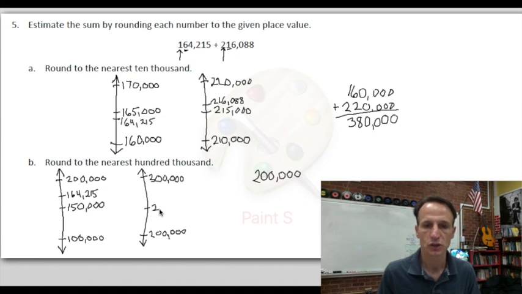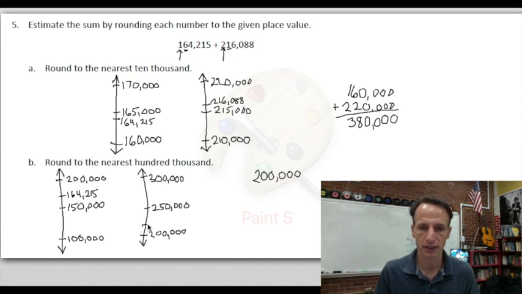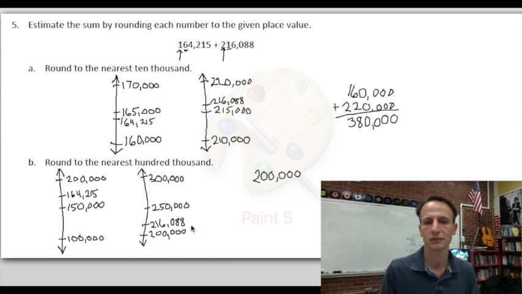So 250,000 is our midpoint. Where would 216,000s fall on here? That's right, down about here. 216,088. And what would that round to? Yes, it's closer to 200,000. So isn't that interesting? They both round to 200,000, but they rounded to very different 10,000 marks.